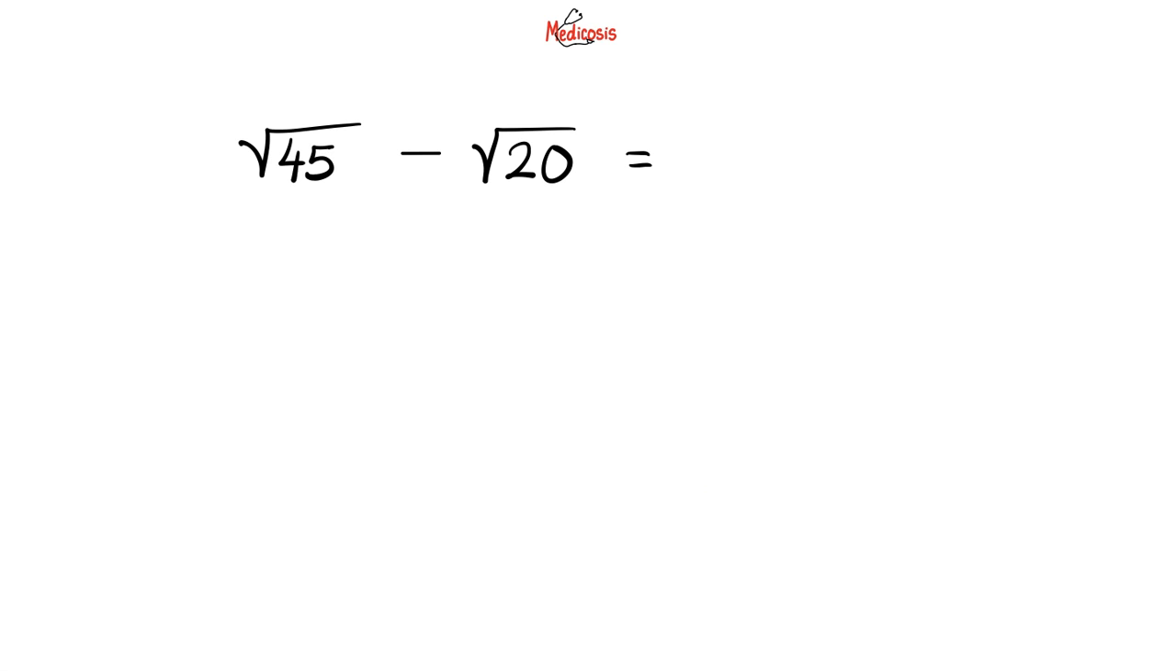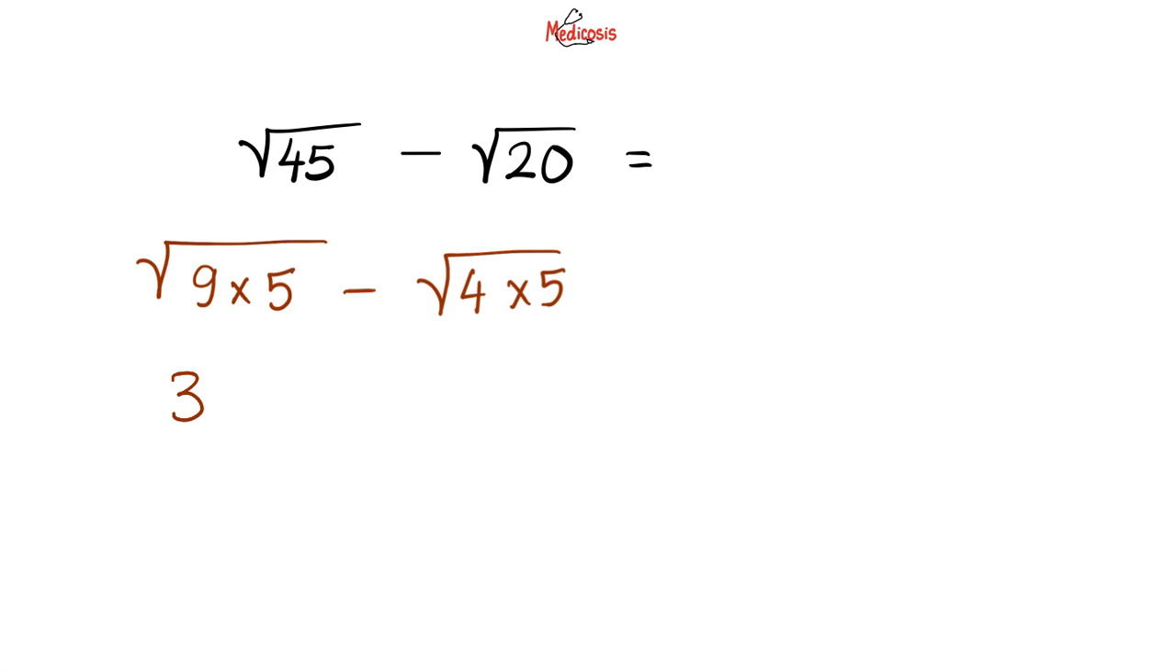How about this one? Can you do it? Yeah, the square root of 45 is what? That's 9 times 5. And 20 is 4 times 5, because I know that the square root of 9 is 3 and the square root of 4 is 2. I can get the 9 out of the square root because the square root of 9 is 3, square root of 5, minus the square root of 4 is 2, square root of 5. 3 square root 5 minus 2 square root 5 is just 1 square root 5.